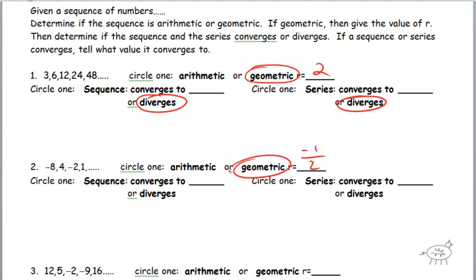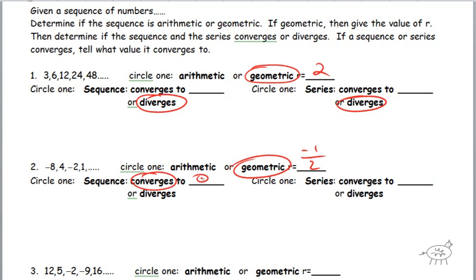Okay, and of course it's geometric. So what does the sequence go to? Well, you can even see what's going on with the sequence. I don't want you guys to say DNE because it looks like it could be DNE, but it's not. It's going -8, 4, -2, 1. It's getting smaller and smaller and smaller. Even though it's going back and forth, it's still getting smaller, and eventually it's going to converge to 0.